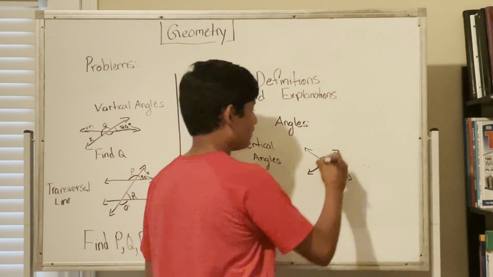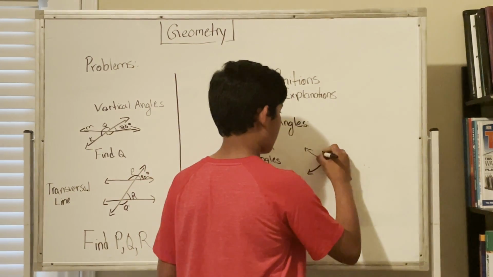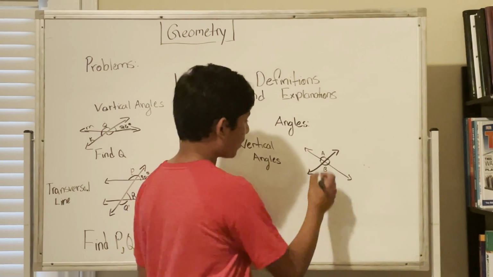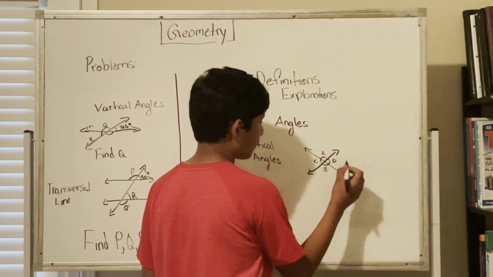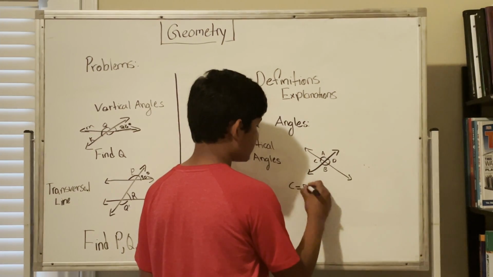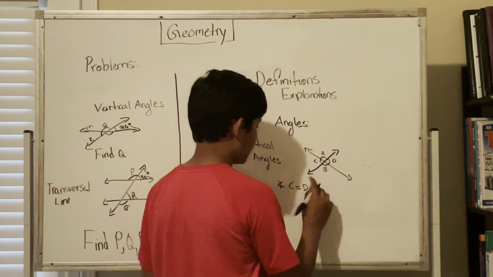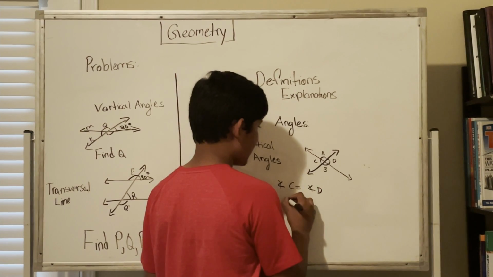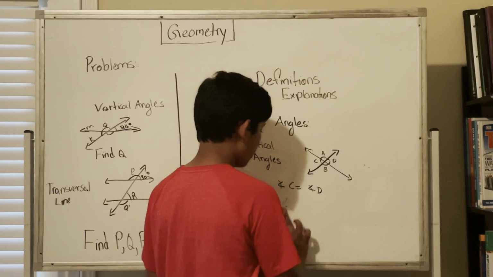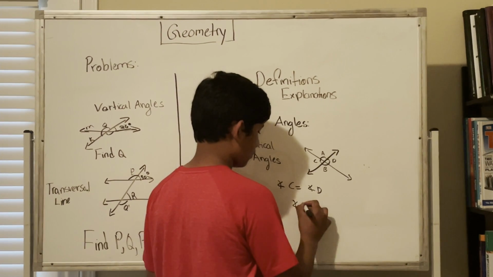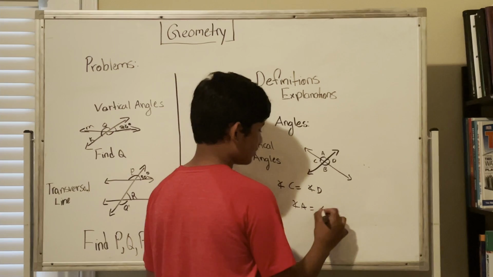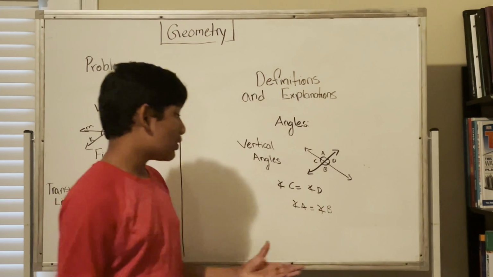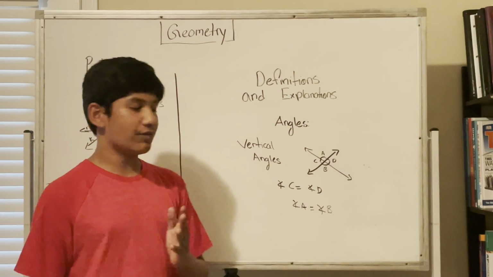Now, as you can see, this angle, which we'll call A, is not in our notation for an angle, but right now we'll call them A, B, C, D. We can say that angle C is equal to angle D. We can say that angle A is equal to angle B. How is this true? Because these are vertical angles.